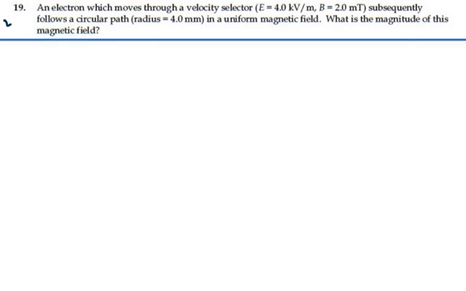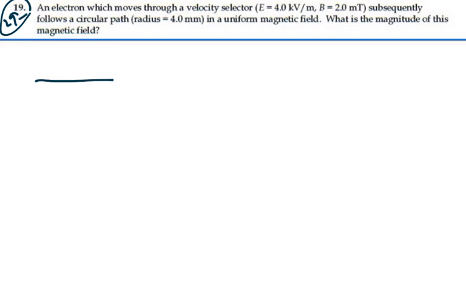Here's problem 2919. An electron moves through a velocity selector, electric field equal to 4 kilovolts per meter, magnetic field 2 millitesla, subsequently follows a circular path, radius 4 millimeters, in a uniform magnetic field. What is the magnitude of this magnetic field?